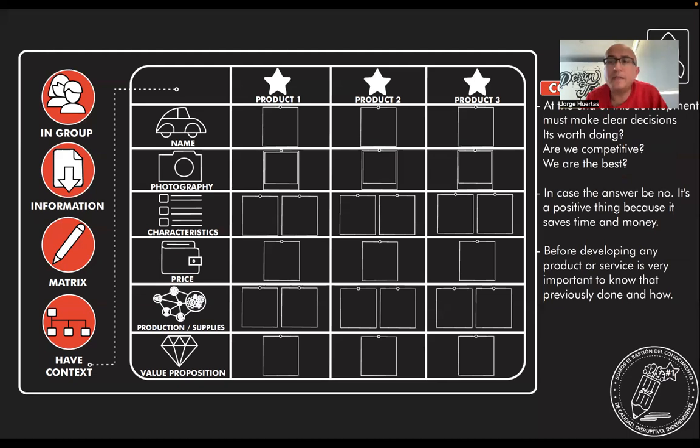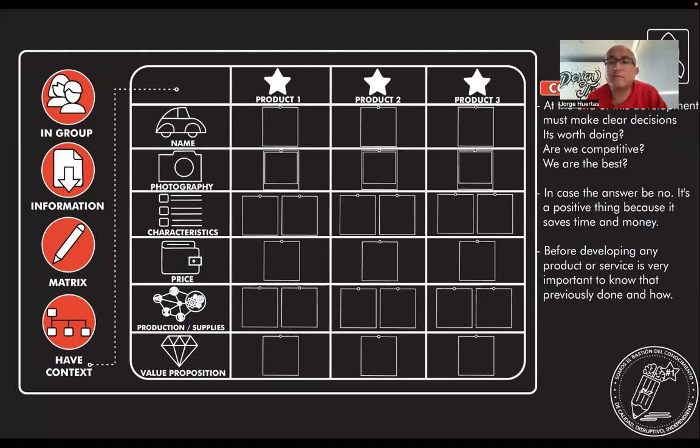At the end of this analysis, we have to make a decision and understand if it's really worth trying to work on something new, because if some product or some service is really, really good, why am I going to develop something new? So that is something very important as well. It's extremely important to understand if we are competitive in what we are doing. In case the answer is no, it's a positive thing because it saves us time and money.